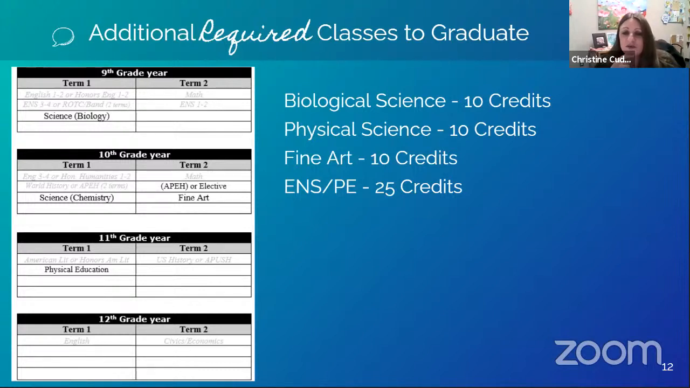Fine art is also required for graduation as well as for college admissions. And so again, not grade level specific, you can plug in a fine art class in any grade level during high school. And then the ENS credits are also required. So the ENS 1, 2, 3, 4 is already on there. And then you need 5 more credits of PE at some point. So 1 more PE class, it can be 10th, 11th, or 12th grade. You can fill that in at any time.